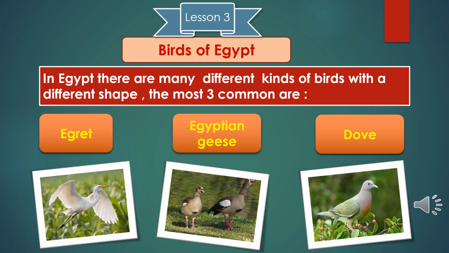The second one, Egyptian geese. And we should know this note about Egyptian geese, which is that the voices of the female and male Egyptian geese are different. Okay, the third one, the dove. The dove is very common in many parts of Egypt. So again, we have three common types of bird in Egypt, which are the egret, Egyptian geese, and the dove.